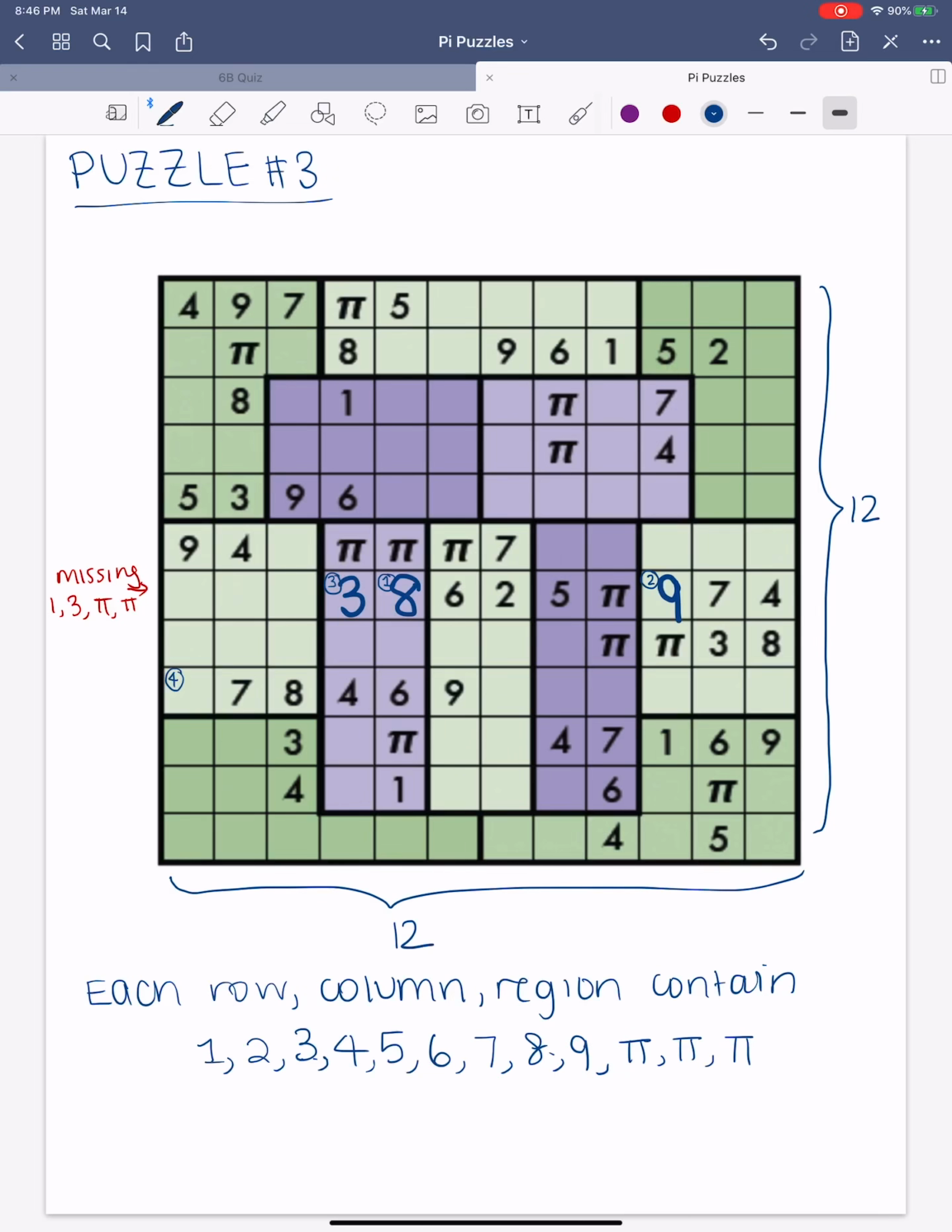Lastly, we can figure out this square. And that's because if we consider this light green region, we know that 3 can't go here from this row. We know that 3 cannot occur in this row. And we also know that we can't have 3 here. So the only spot left for the 3 is in this corner.